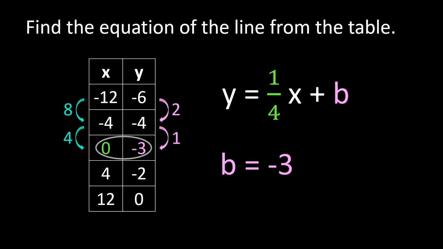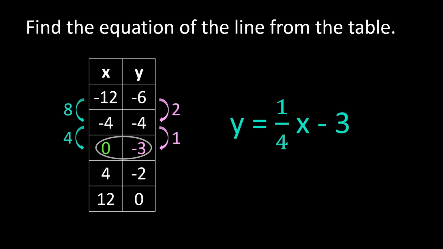So b is equal to -3, and I'm going to take the -3 and replace b with -3 in our equation. And rather than having plus and the -3 in parentheses in this equation, we're going to write it as minus 3. So the equation for the line represented by this table is y equals 1/4 x minus 3.